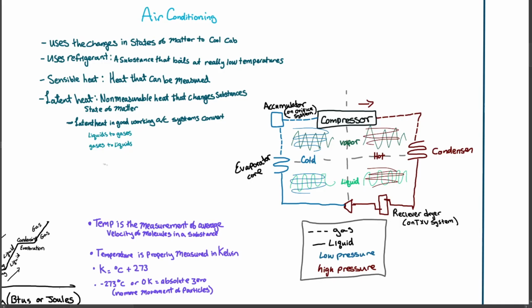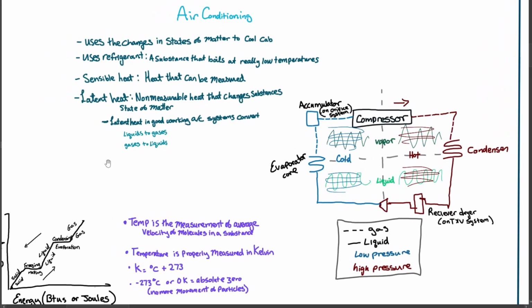To understand air conditioning systems, it is important to understand the difference between two different forms of heat: sensible heat, which is the heat that can be measured with a temperature gauge, and latent heat, which is non-measurable heat that is present through different changes of states of matter. In a good AC system, latent heat is present, converting liquids to gases and gases to liquids.